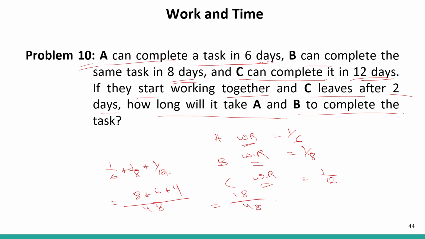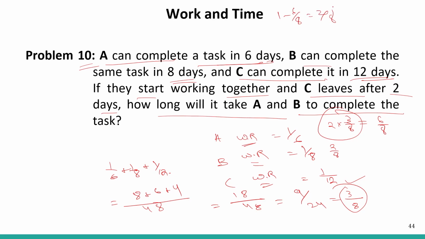18 by 48 is equal to 9 by 24, which is equal to 3 by 8. So 3 by 8 is the combined work rate. If they work at this rate for 2 days, that is 2 into 3 by 8, which becomes 6 by 8. So the remaining work is 2 by 8, since 1 minus 6 by 8 is equal to 2 by 8.